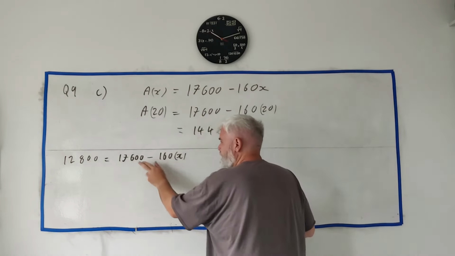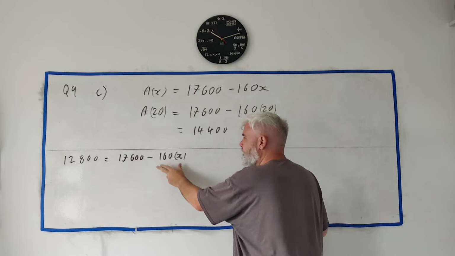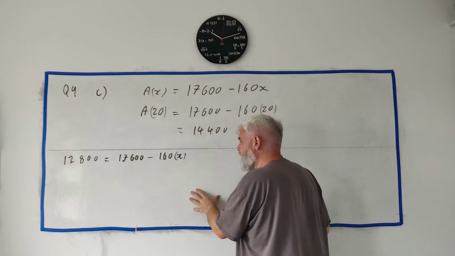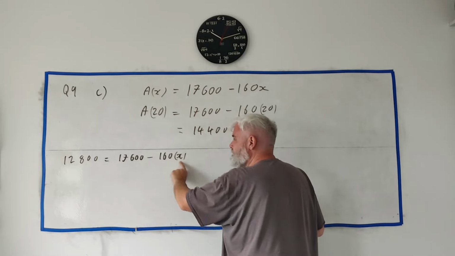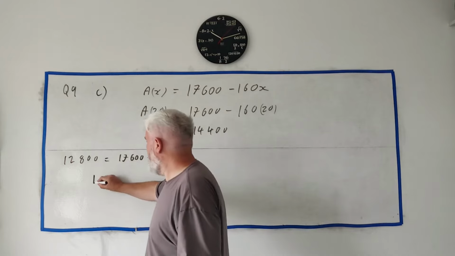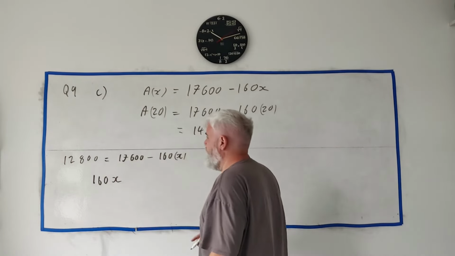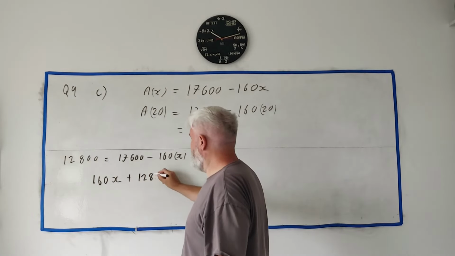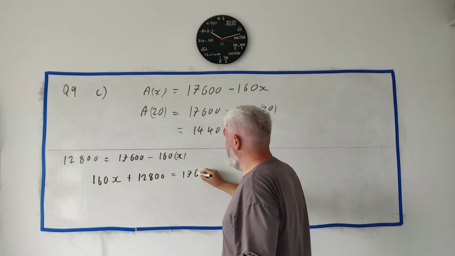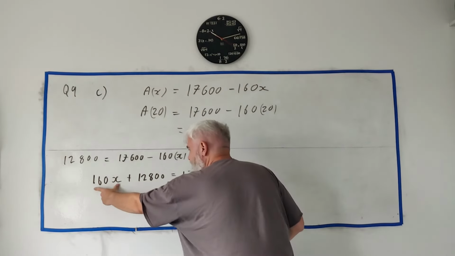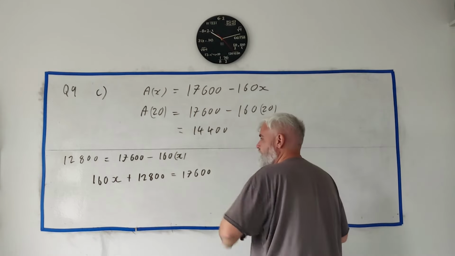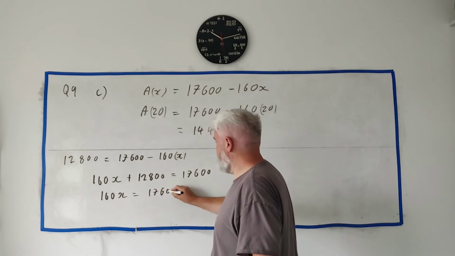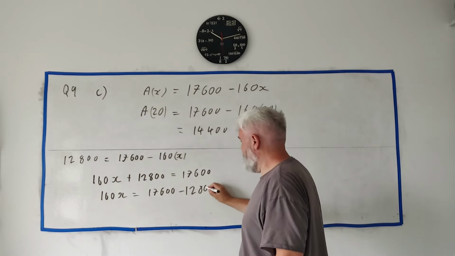Solve for x. Let's just get everybody over the other side. You could make the x positive first. A lot of people like to do that, so let's do that this time. The x is a negative, so let's move the x over the other side. We get 160x plus, this guy always had a plus, just an invisible plus, 12,800 equals 17,600. Let's leave the x alone and move everybody else to this side. 160x is equal to 17,600 minus 12,800.